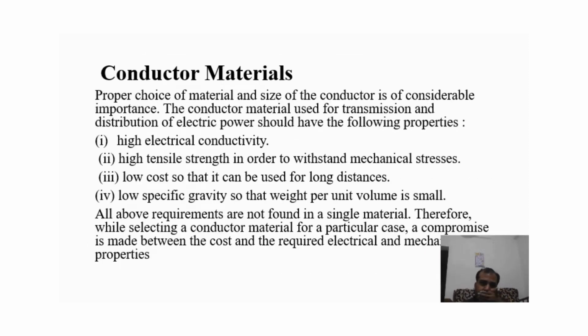Firstly, we saw the first main component of an overhead line is the conductor. As we have already discussed, the conductor is the heart of the transmission line, because whatever voltage we send from the sending end is going to be received at the receiving end. So there should not be any loss of the voltage in between. For that purpose we require the conductor.